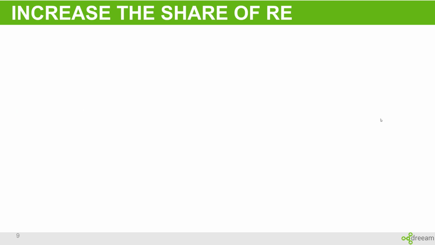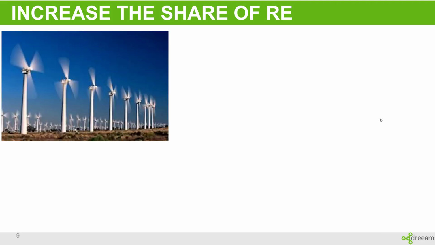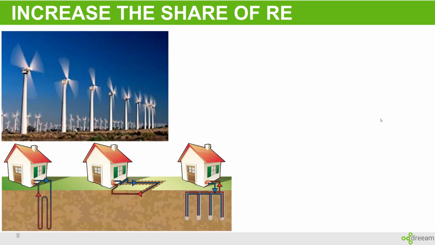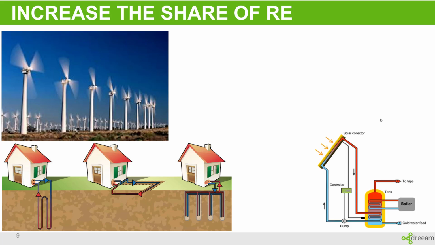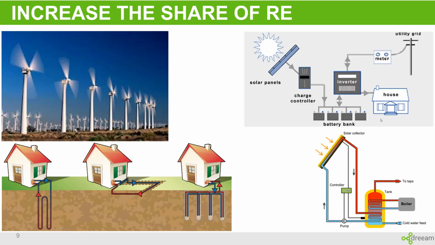The second concept of energy retrofitting measures is to increase the share of renewable energy. The share of renewable energy can be increased by implementing wind energy or geothermal energy in the form of a heat pump, or by utilizing solar energy in thermal form, or utilizing solar energy for electricity generation. This introduces us to defining the scope of the work.